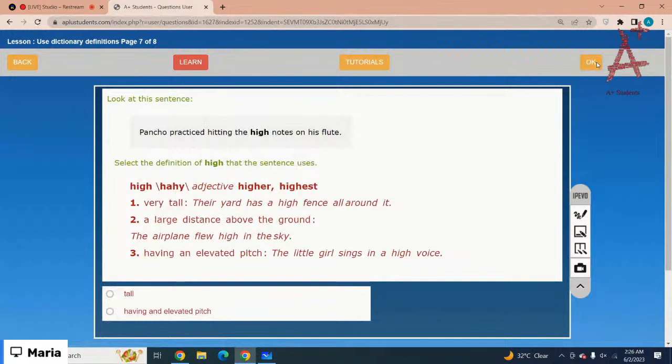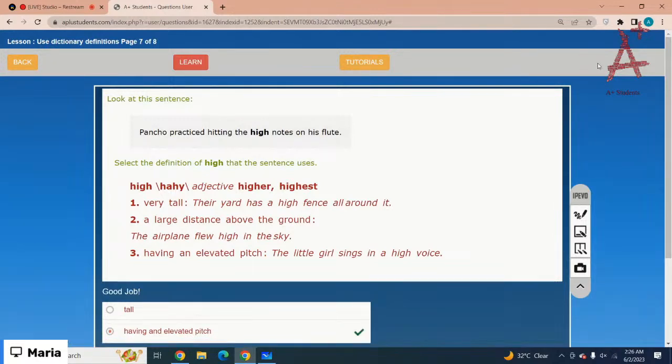Okay, Panchu started hitting the high notes on his flute. So which is the correct option? The second one is the correct option. Here the word high means having an elevated pitch.